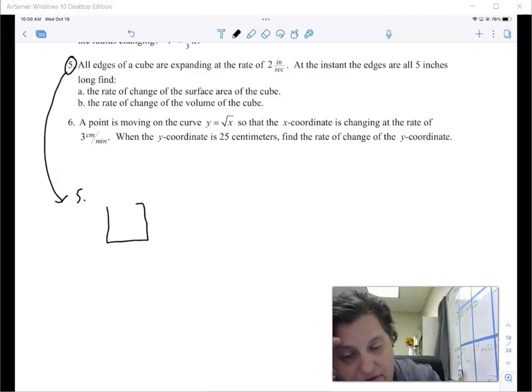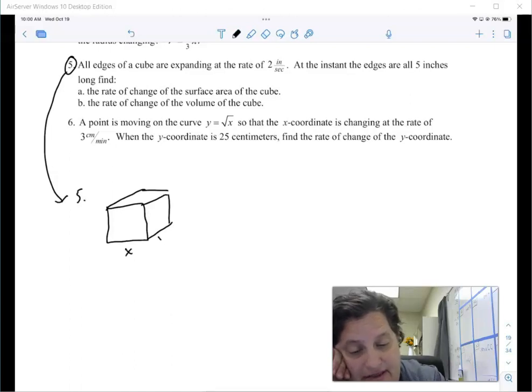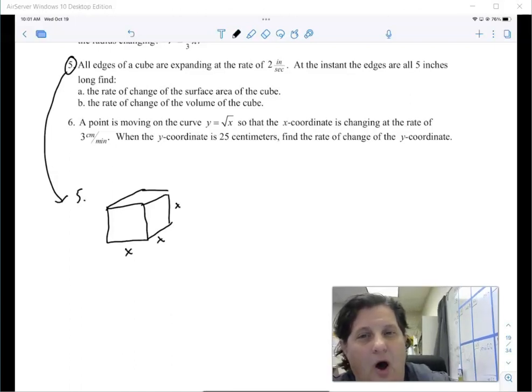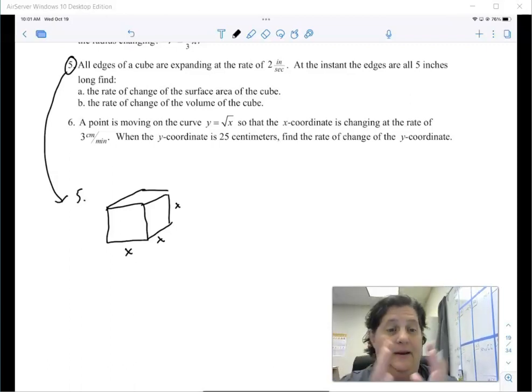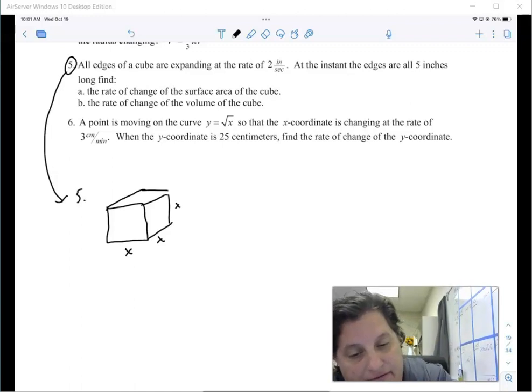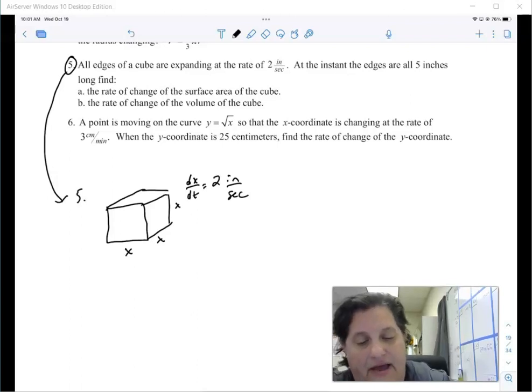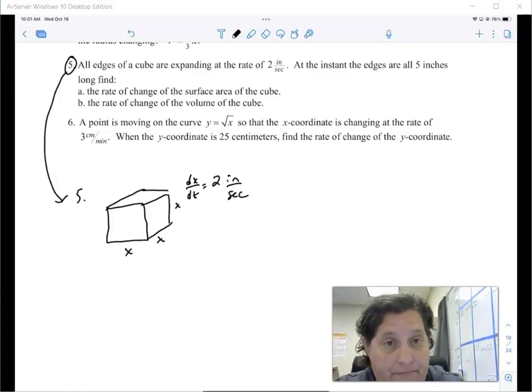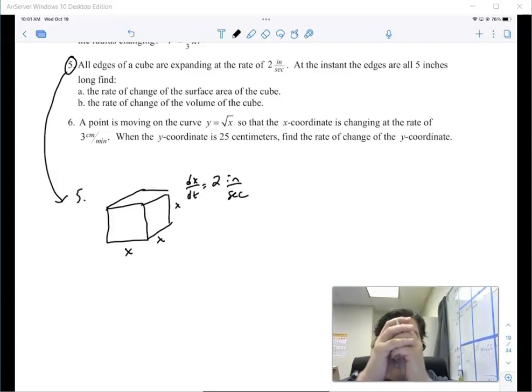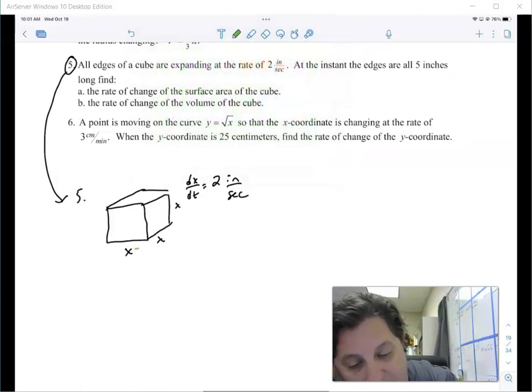All right, we have a cube. Now, because it's a cube, all sides are the same. So can I go ahead and call that like x, x, x? All of the edges are expanding, getting bigger at a rate of 2 inches per second. So what does that represent? dx dt, and it's positive because they're all growing at a rate of 2. Okay, and then it says at the instant, so they started small and they're getting bigger and bigger. If I took a snapshot when each of the edges is 5. Okay? Find the rate of change of the surface area, find the rate of change of the volume.